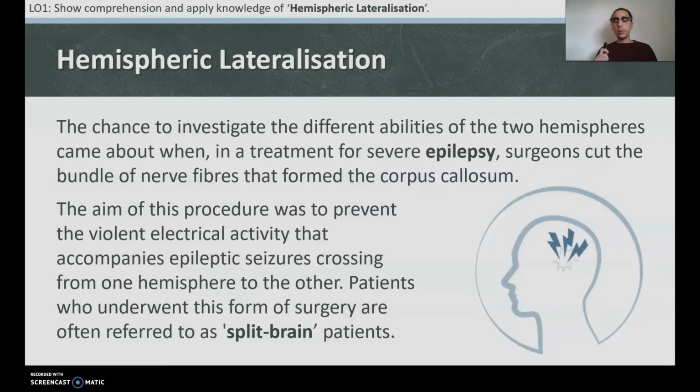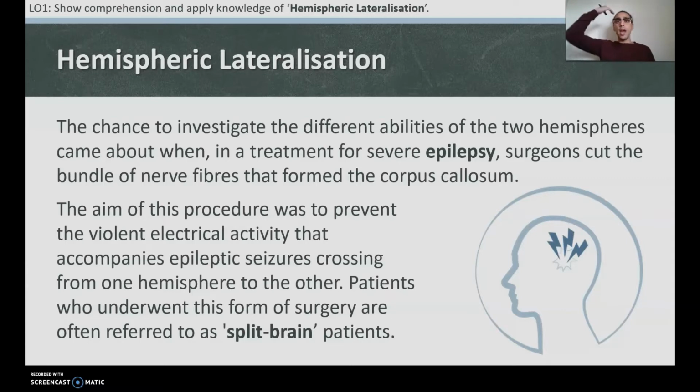The chance to investigate the different abilities of the two hemispheres came about when, in a treatment for severe epilepsy, surgeons actually cut the bundle of nerves that formed the corpus callosum. So what they were doing was they actually split the brain. The aim of this procedure was to prevent the violent electrical activity that accompanied epileptic seizures crossing from one hemisphere to another. Patients who underwent this form of surgery are often referred to as split brain patients because they physically cut the brain in two.